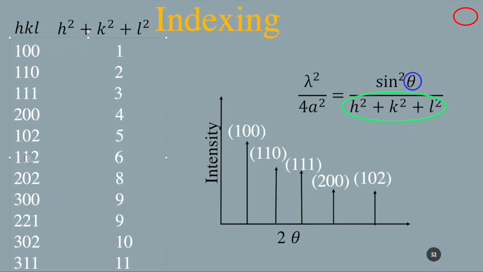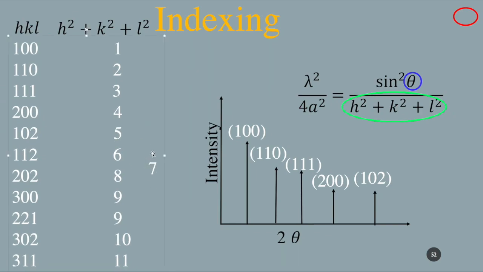And 1, 1, 2 will give you 6, and there is no 7. Remember, there is no 7. Why? Because no combination of planes can give you 7. So 7 is missing. 7 is missing because no combination of planes gives it. Try yourself, you cannot obtain 7.